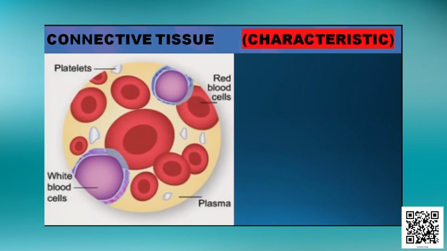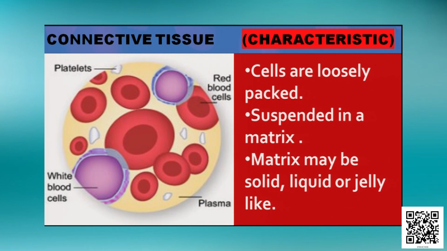Okay. The second type of tissue is connective tissue. Picture you see here. Look at the image. Definitely anybody can tell it's blood because it is having RBC, WBC, plasma and platelets. By seeing the picture, you can tell that whether the cells are tightly packed or the cells are loosely packed. See here, the cells are loosely packed here. There are lots of intercellular spaces in between the cells, and all those cells are suspended in the matrix.